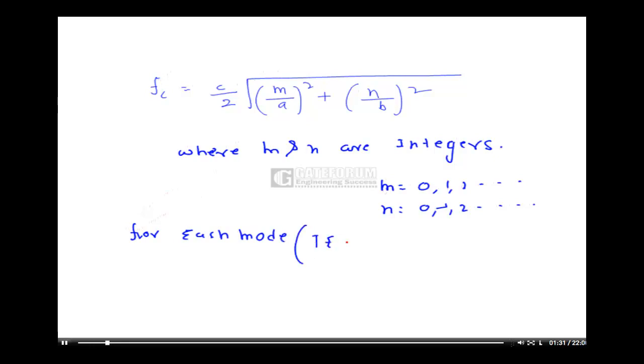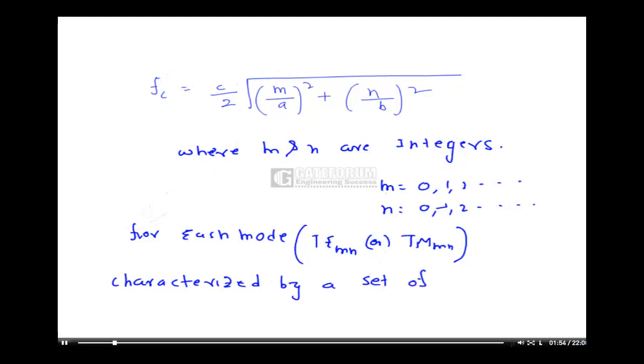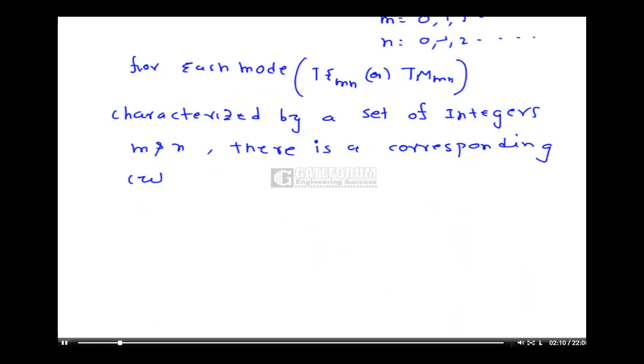Therefore, each mode is described by either TEmn or TMmn. Each mode is characterized by a set of integers m and n, and there is a corresponding cutoff frequency, Fc.